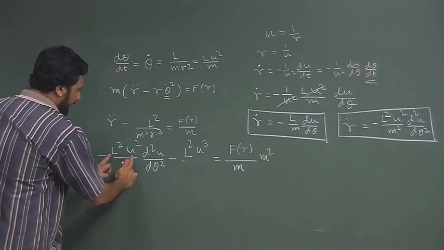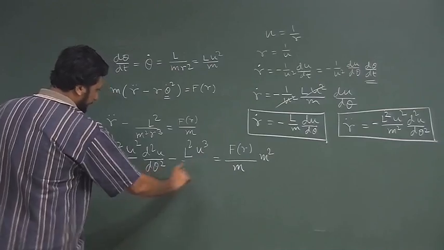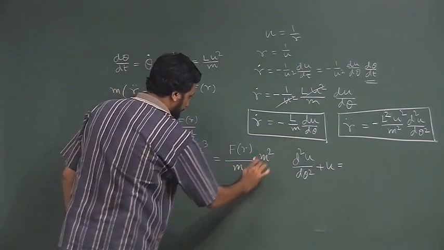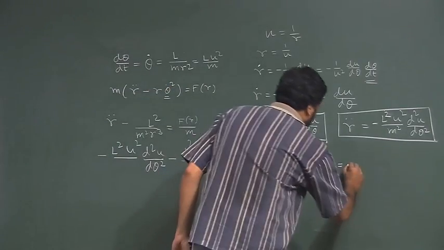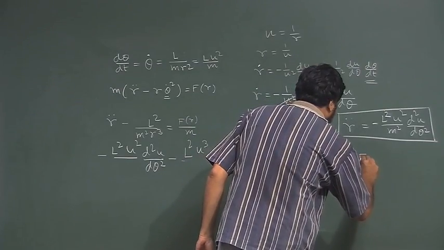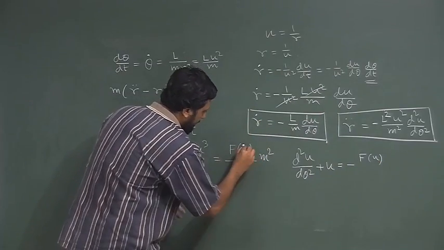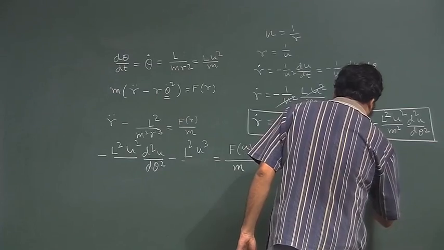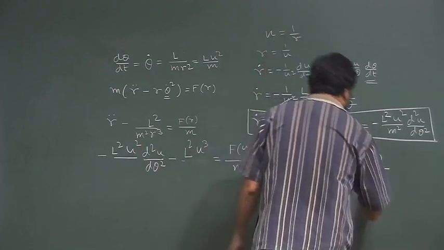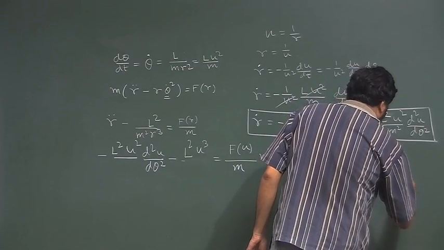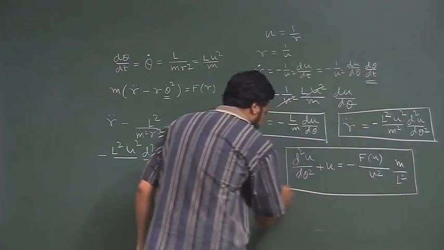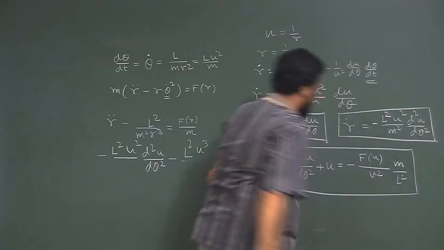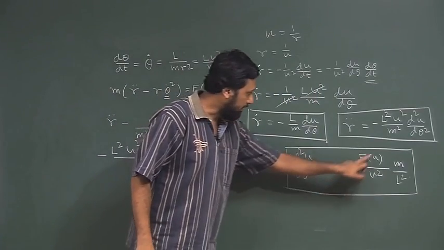So, if you take L square u square common with a negative sign and simplify this expression slightly, it will be d2u d theta 2 plus u equal to minus f of u by u square times m by L square.